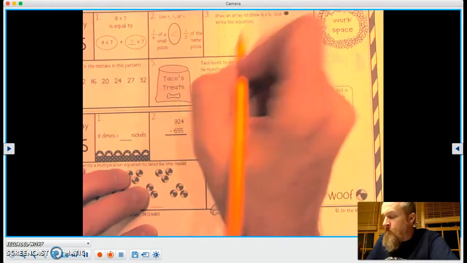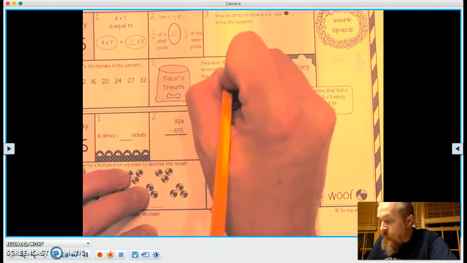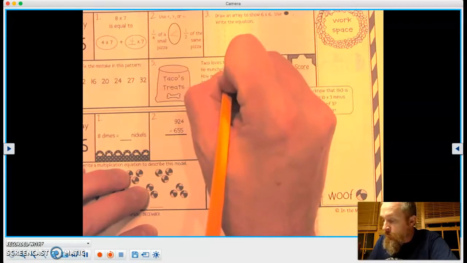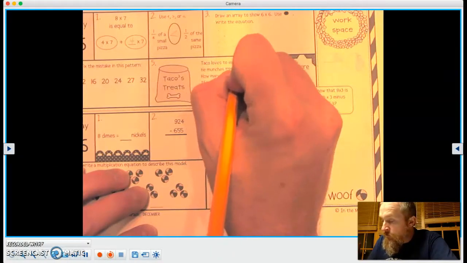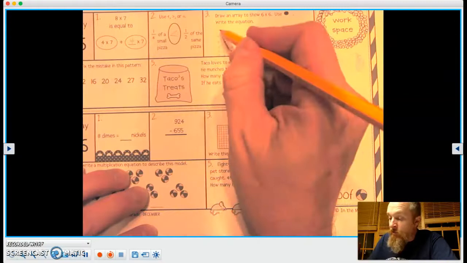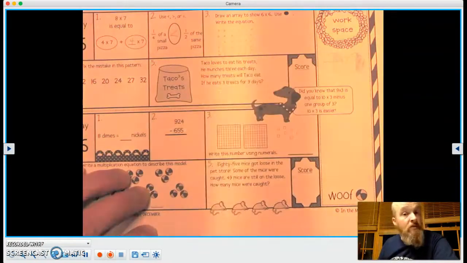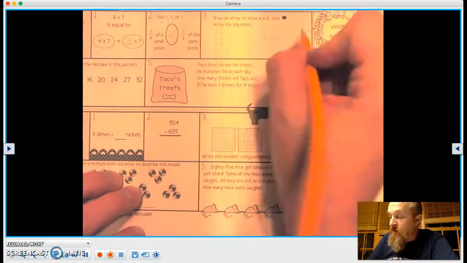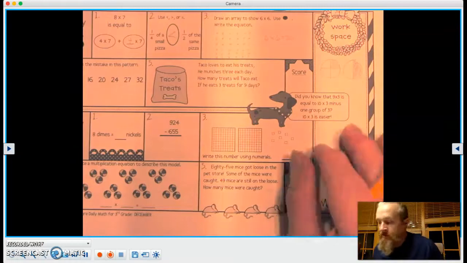And now what I'm doing is I'm filling in the rest of the dots. So we have 1, 2, 3, 4, 5, 6 going down, and we have 1, 2, 3, 4, 5, 6 going across. So this is 6 times 6 equals 36. That one has a little special rhymey jingle. 6 times 6 equals 36.